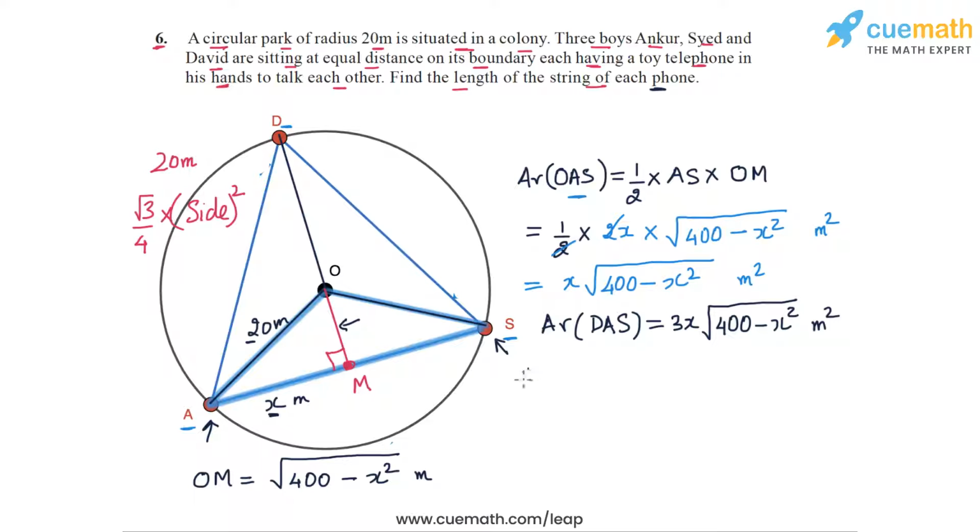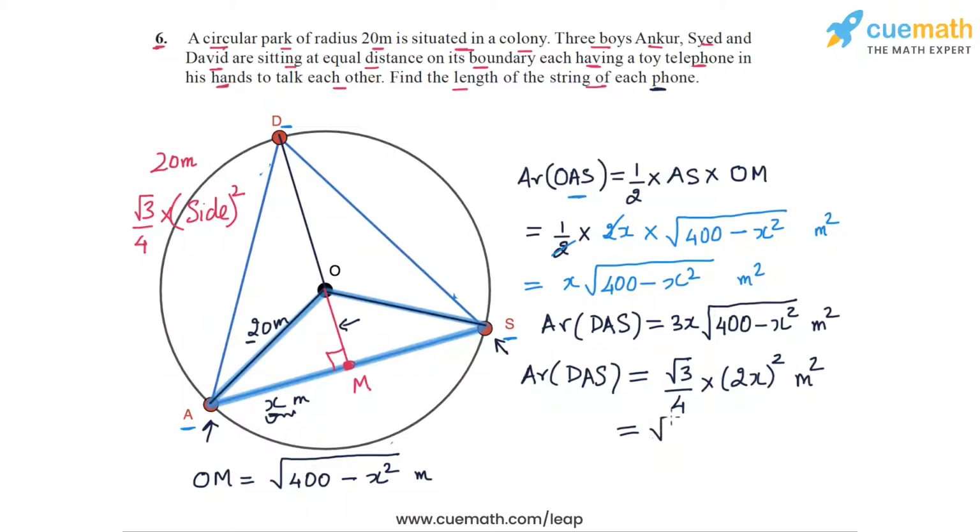So for the same triangle DAS, the equilateral triangle, we can write its area in a different way. We know that its side length is 2x meters because AM is x meters, so AS is 2x meters. So the side length of the equilateral triangle is 2x meters. So its area can also be written as root 3 by 4 into side square, so (2x) square meter square.